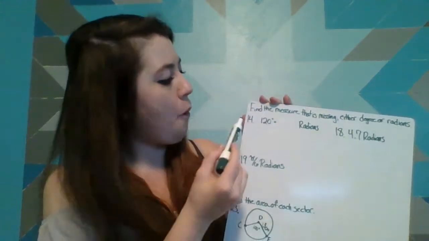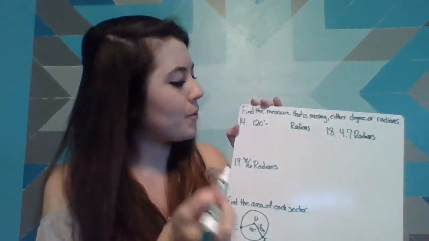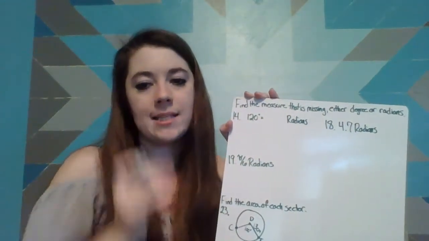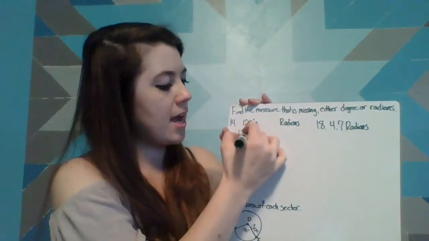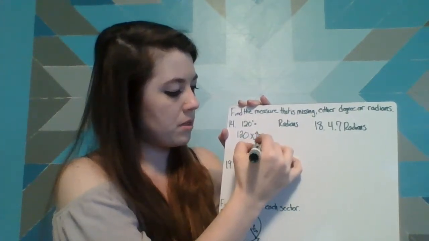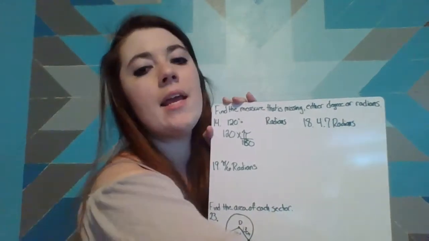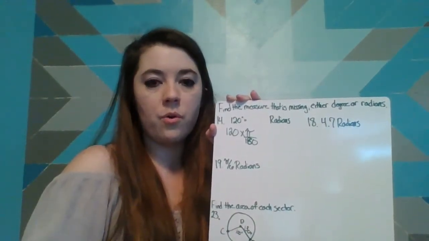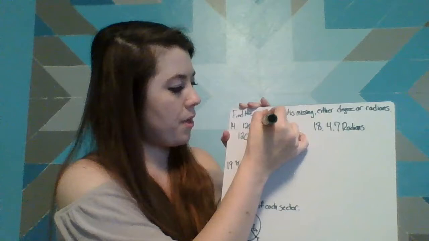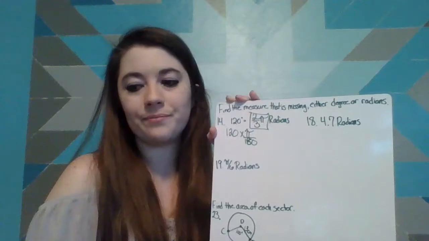Okay, so for 14, we want to find the measure that is missing, either degree or radian. So we have 120 degrees. We want to find out how many radians that is. So we take 120 and we multiply it by pi over 180. Oops, that's supposed to be an 8. So 120 over 180 reduces to what? 2/3. So we end up with 2/3 pi for our radians.